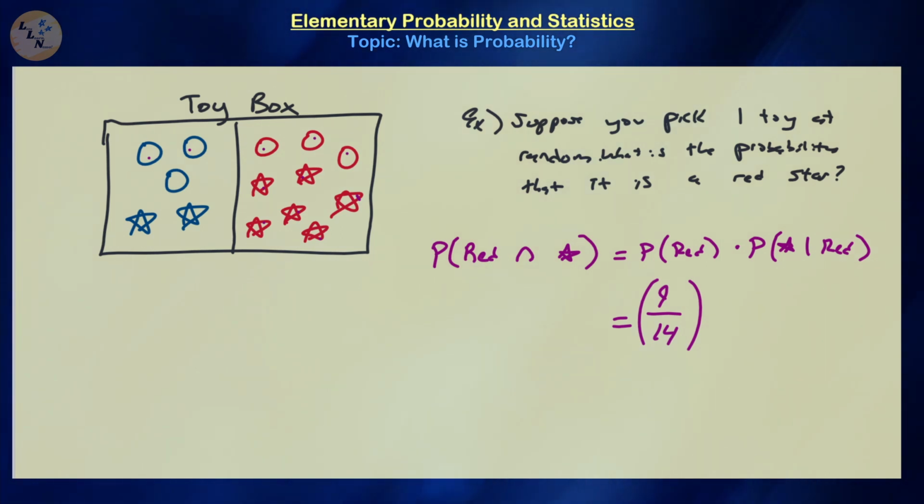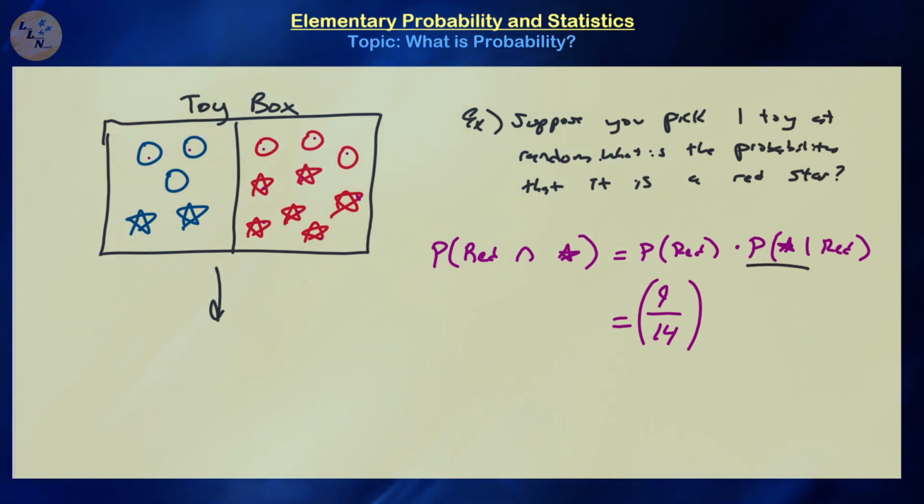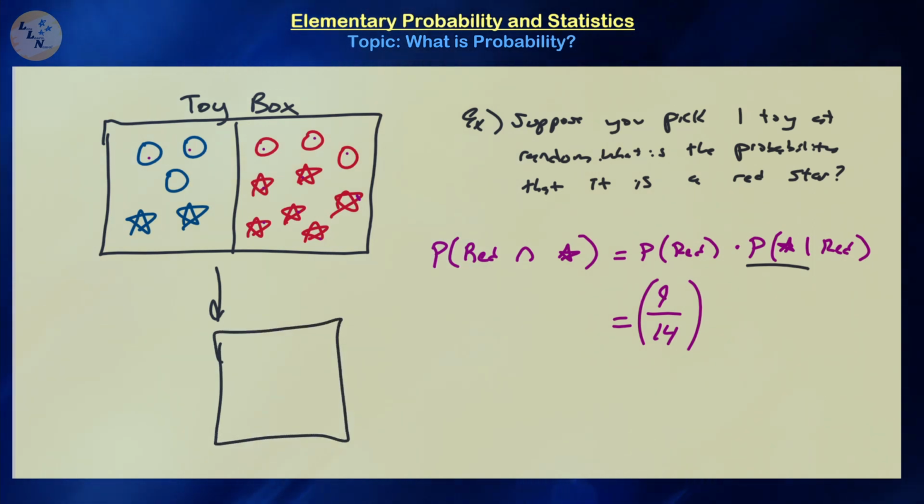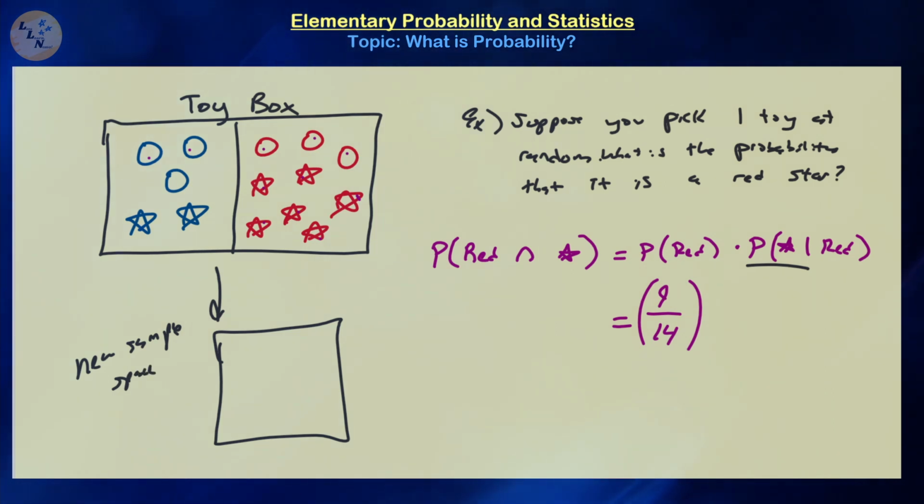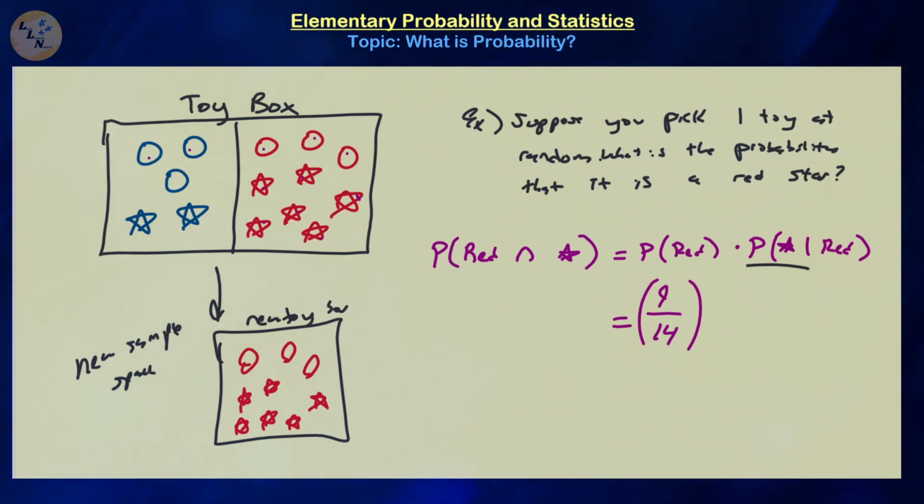So what does that mean? Since red has already occurred, our next event is going to take place there. So now our new sample space, because they have to occur simultaneously, is going to be this set. That's our new toy box, I guess you could say.